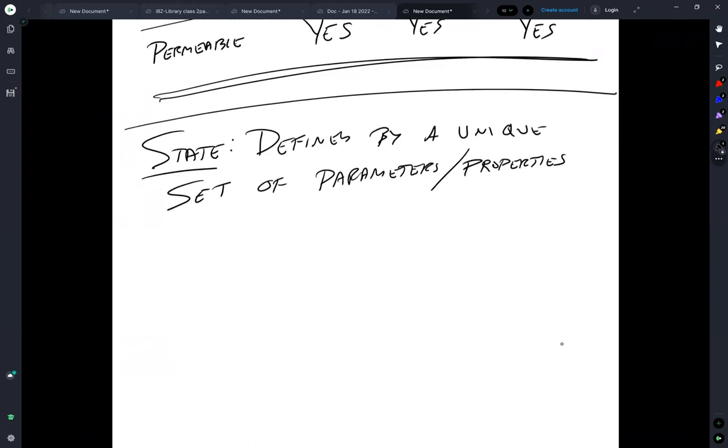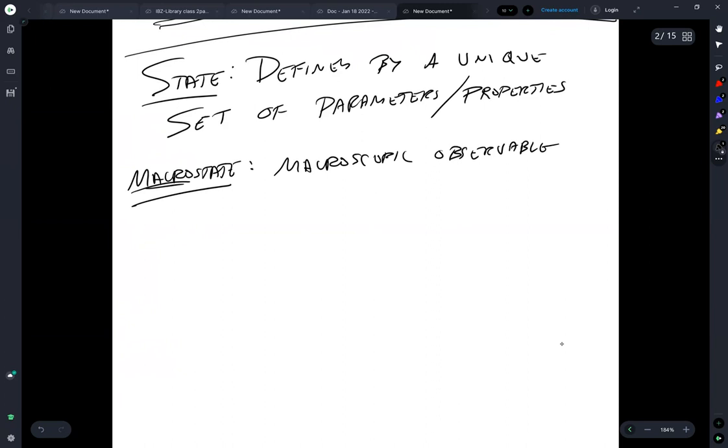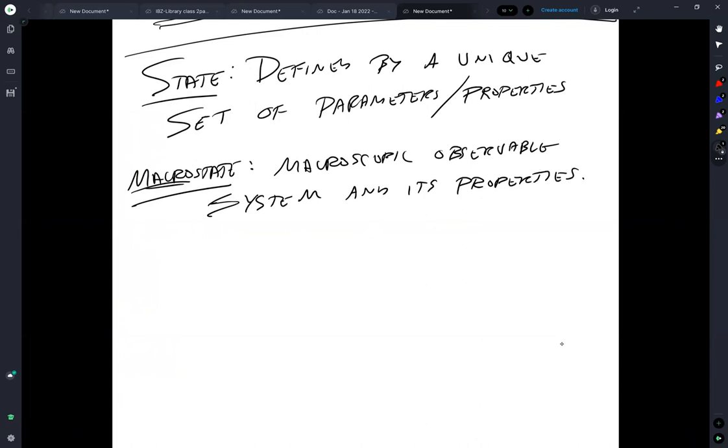Now, most of the time when we talk about state, and in this course, most of the time when we talk about it, we're going to be talking about a macro state. And these macro states are the macroscopic observable systems and the properties they have. And this is what we're all familiar with.